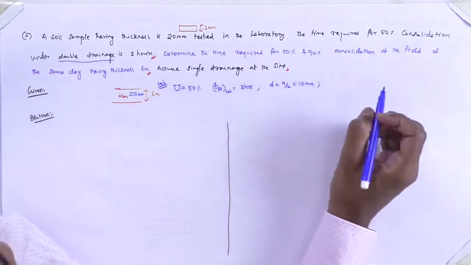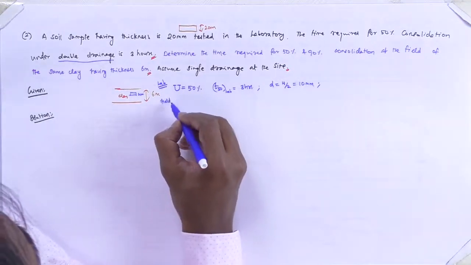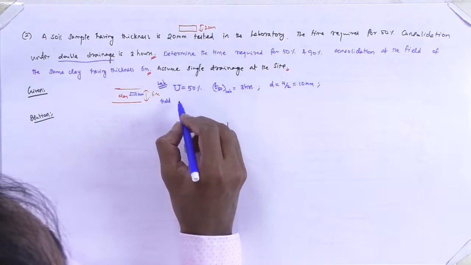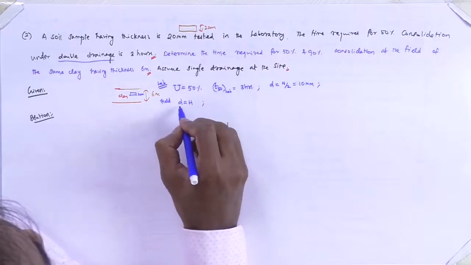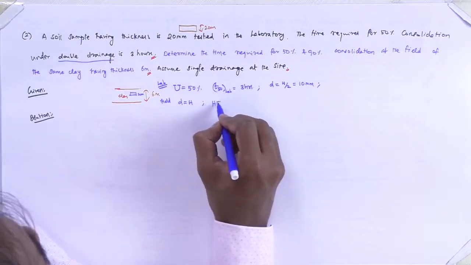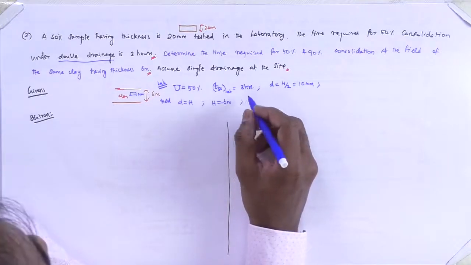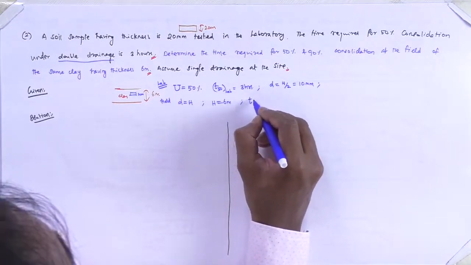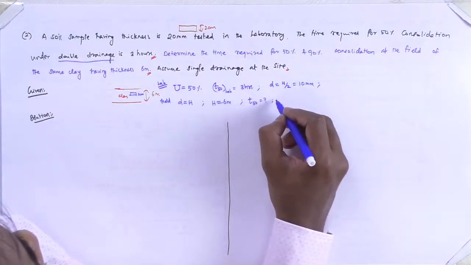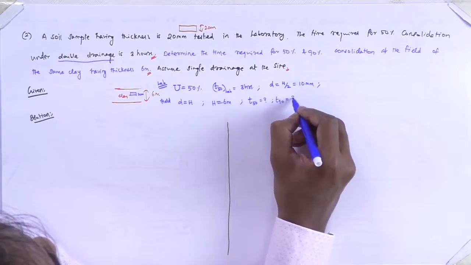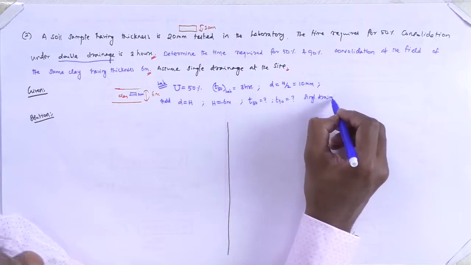Then in field, they are asking to consider single drainage at the field, so d has to be taken equivalent to H, and H is 6 meter. Now for 50% of consolidation what is the time required, and for 90% of consolidation what is the time required, assuming single drainage.